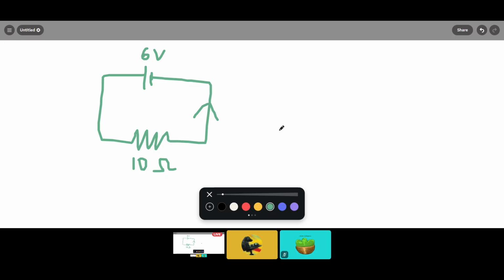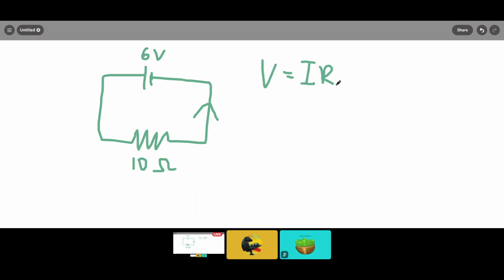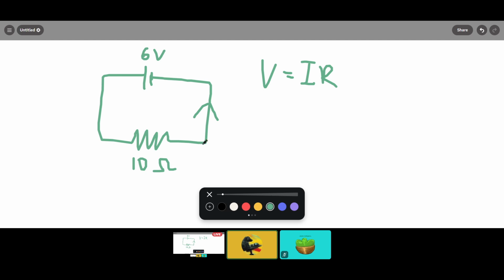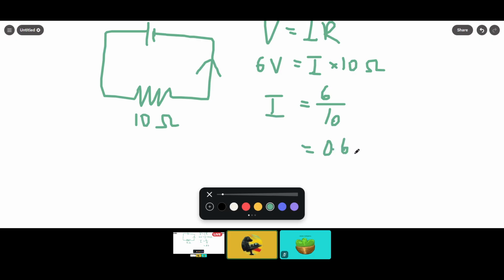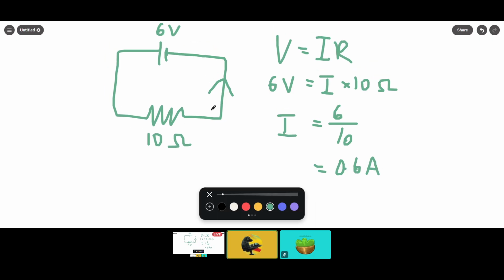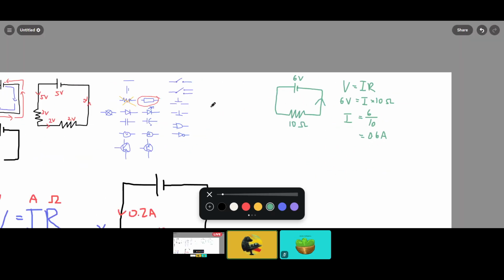Okay, so we know V is equal to IR, and we have two of these values here. So we can just sub them in. V will be 6 volts, I we don't know, we're trying to find I, and R is 10 ohms. Very simply, we can find I by dividing both sides by 10. So the answer is 0.6 amps. In this circuit, the current is 0.6 amps. Alright, so that is the first question.